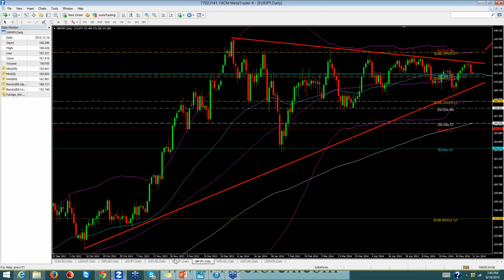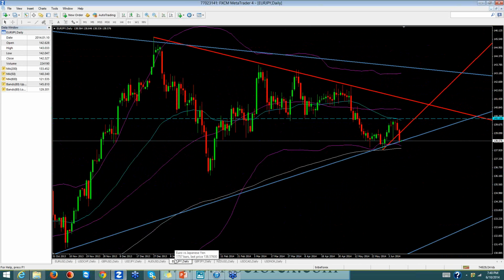Certainly the euro pairs have been excellent for us here. I'd love to see what they do. I can't wait to talk to you about it tomorrow to get a clearer picture of where the market is going as it unfolds.